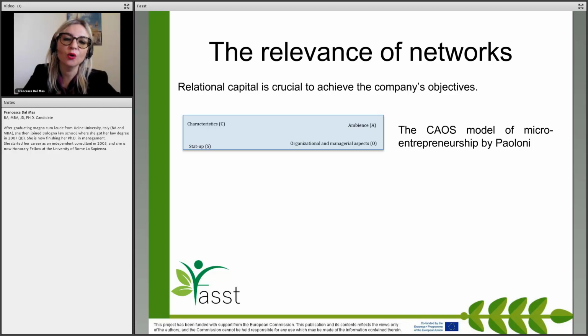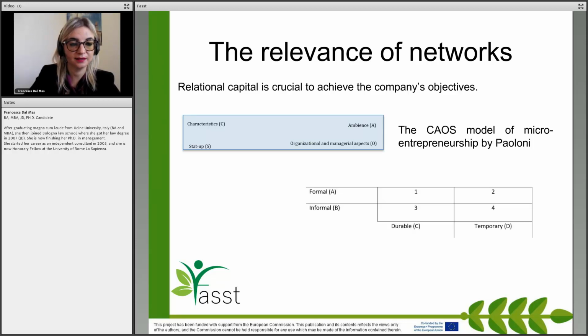Then we have the O. The O is about the organizational and managerial aspect. Every firm must be organized and must define how to deal with organization, so the managerial decisions are within this specific element. And finally, we have the startup phase. The startup phase deals with the motivation of the firm and of its partners: why the business had to start and what the business wants. In this sense, relational capital is definitely crucial to achieve the company's objectives.